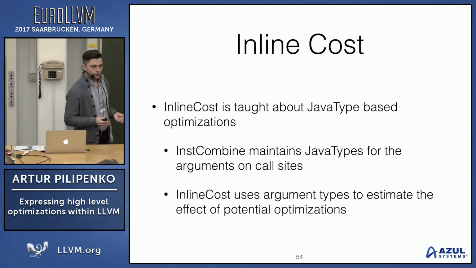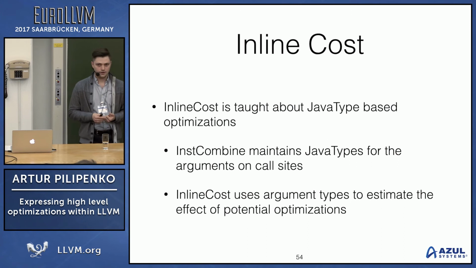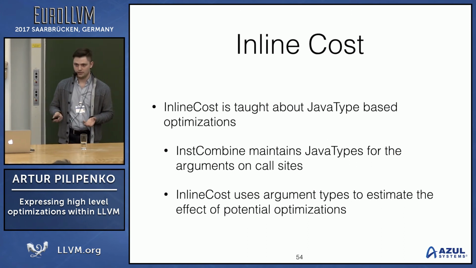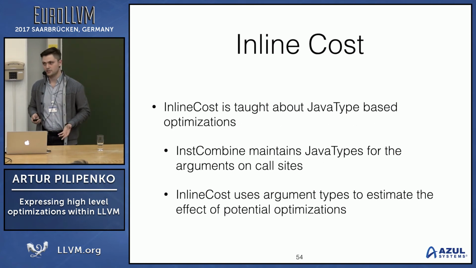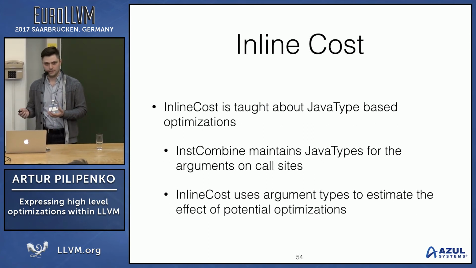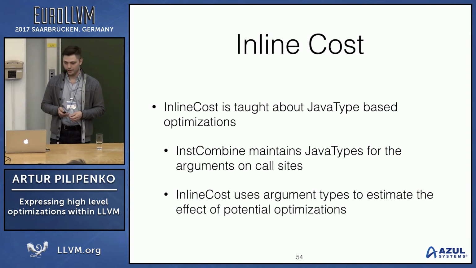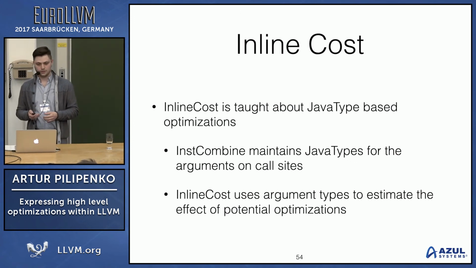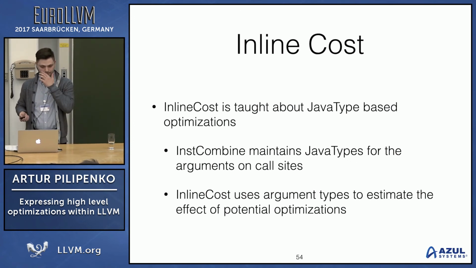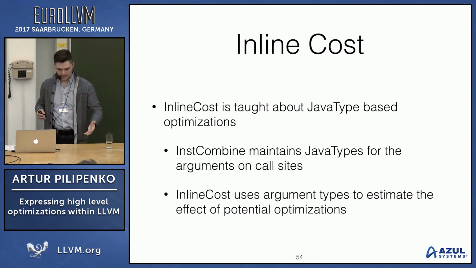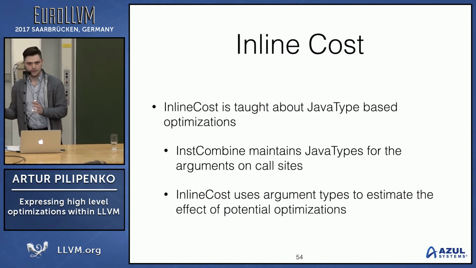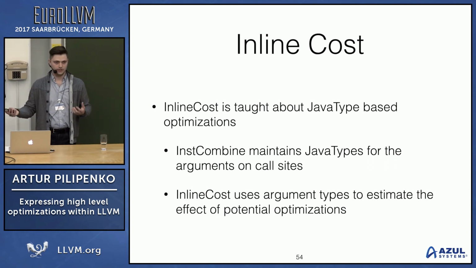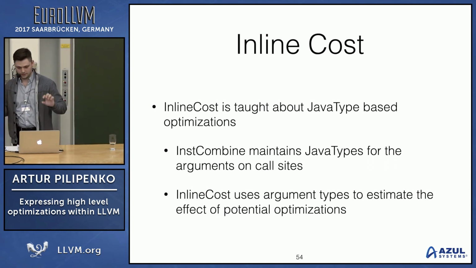I mentioned several optimizations which together can significantly affect the shape of the code. So we wanted LLVM Inliner to take these optimizations into account while making inlining decisions. To do that, we taught Inline Cost about JavaType based optimizations. Inline Cost looks at the call site and the body of the callee, and it estimates the effect of potential optimizations if the callee is inlined at this call site.